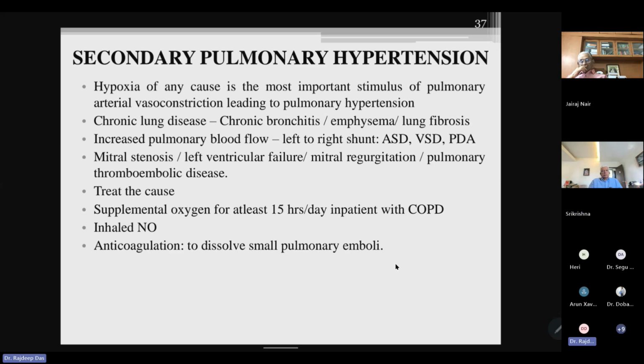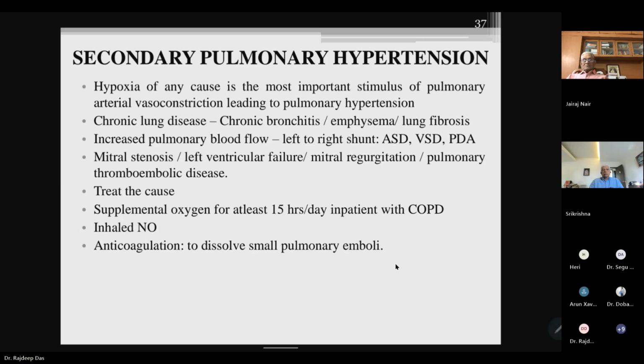Anticoagulation to dissolve the small pulmonary emboli, to keep INR in the therapeutic range of 1.5 to 2.5, in a pulmonary arterial hypertension patient is always useful. Now, the molecular pathway involved: it is essential to know the molecular pathway because the drug treatments are directed to these molecular pathways. First, there are three important pathways: the prostacyclin pathway, the endothelin 1 pathway, and the nitric oxide pathway.